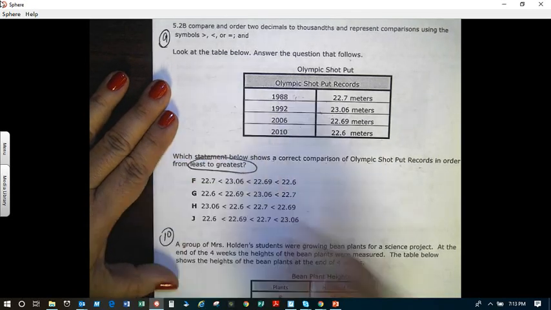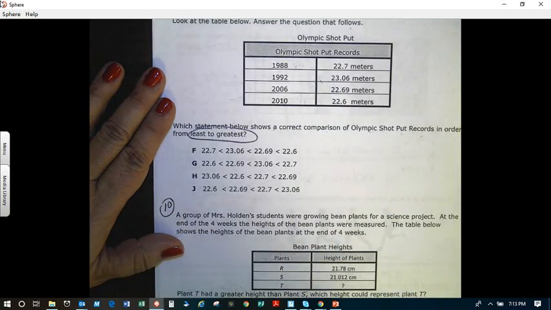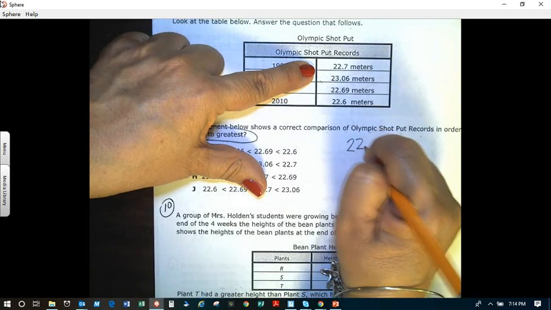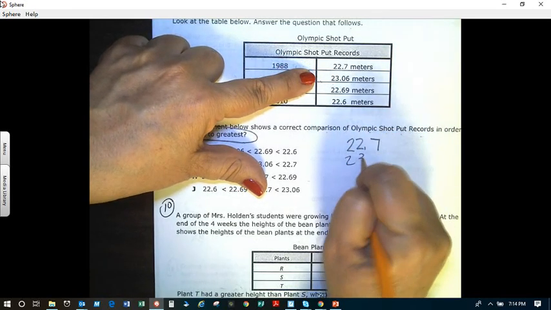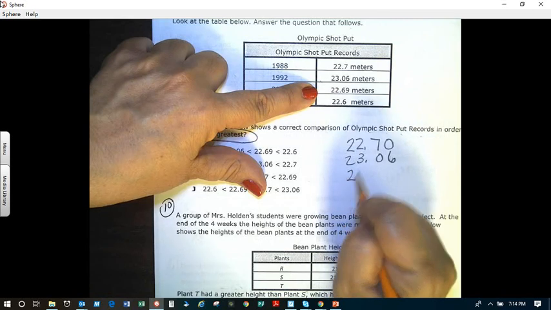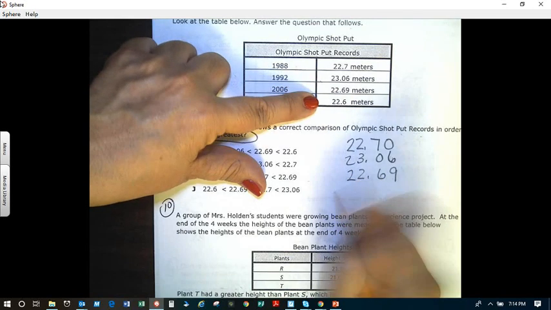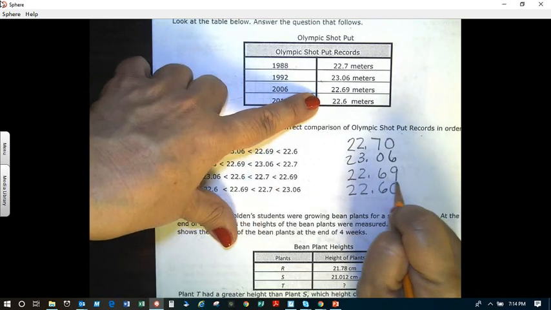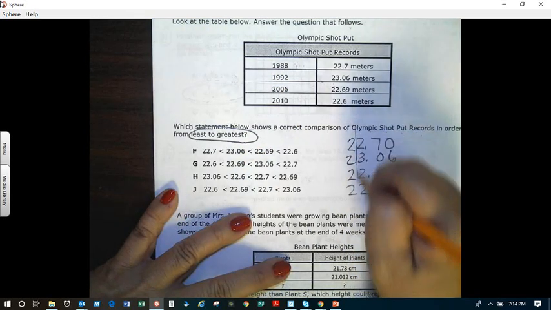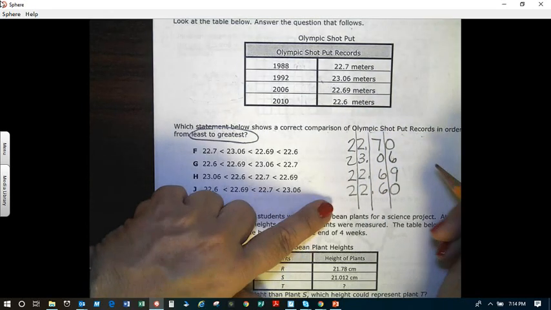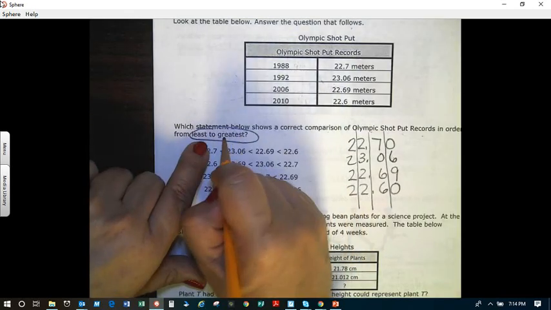A lot of you messed up on last Friday's test because you didn't do it from least to greatest. So I'm going to line up. I'm going to do 22 and 7/10, 23 and 600. 0 is my hero. 22 and 6900, and 22 and 6/10. 0 is my hero. I'm going to draw my lines, and I'm going to find out which ones have my inequalities to start. I'm going from least to greatest.